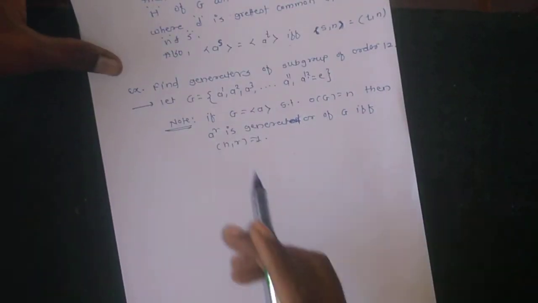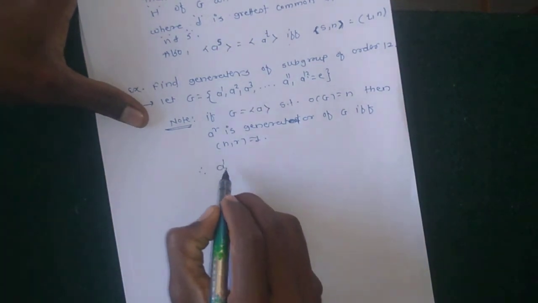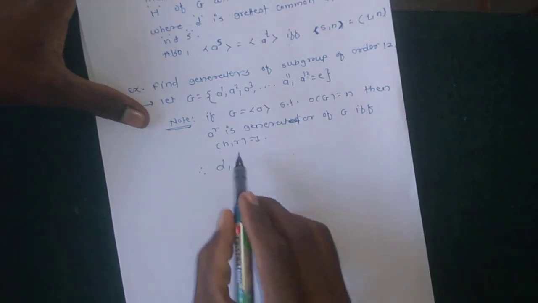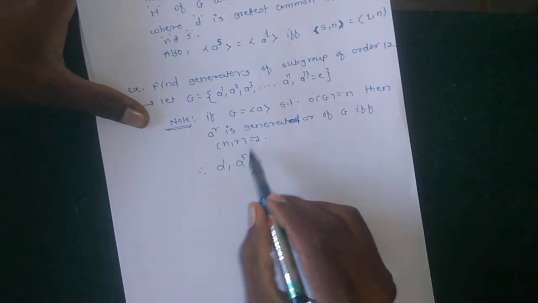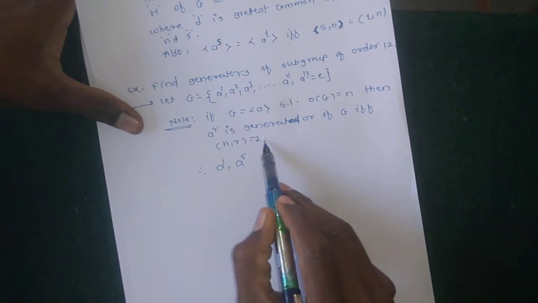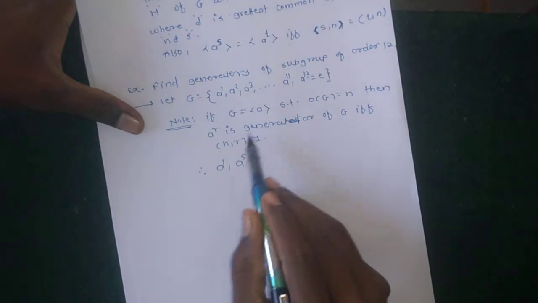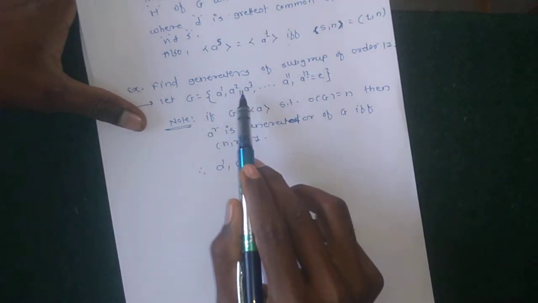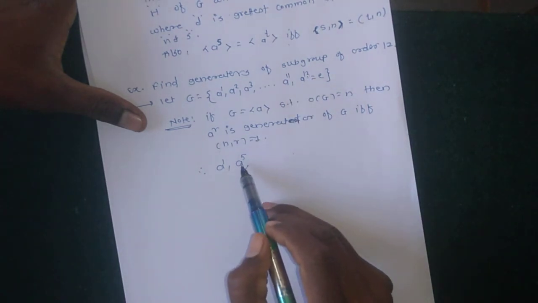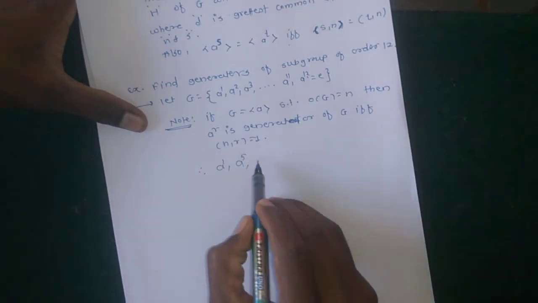Okay, so here only a^1 is generated because 1 and 12 have GCD 1. Again, a^5 and 12 have GCD 1, so a^5 is a generator. If the GCD of n and r equals 1, then a^r is a generator of G. So using this note, the GCD of 5 and 12 is 1, so a^5 is a generator of G.